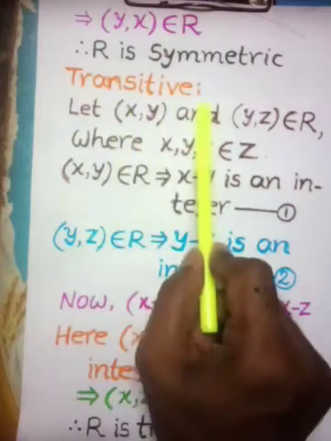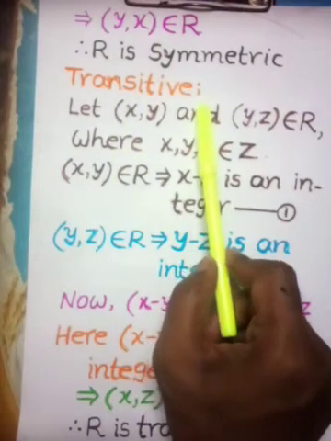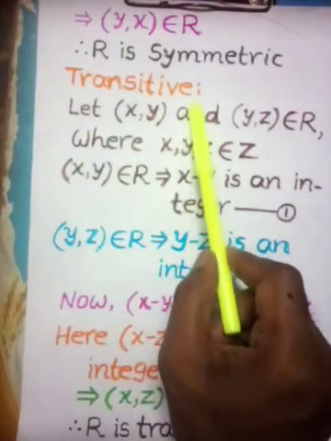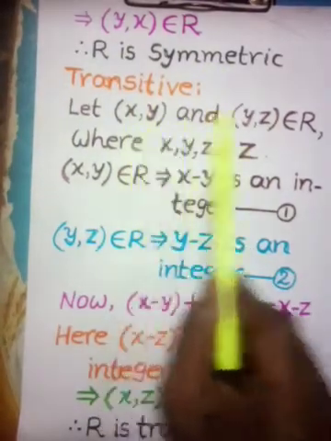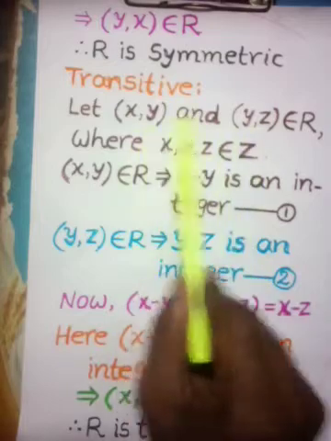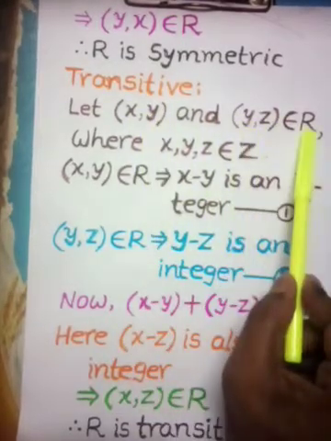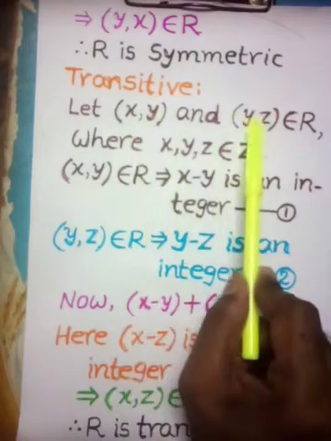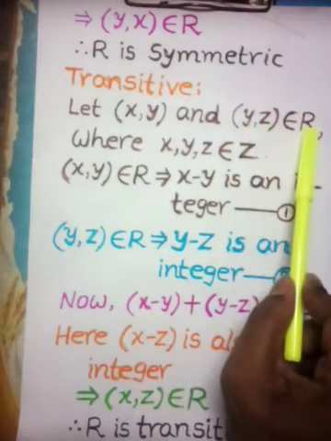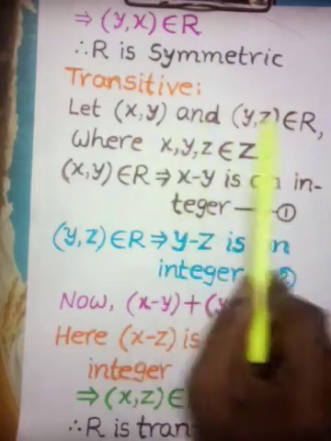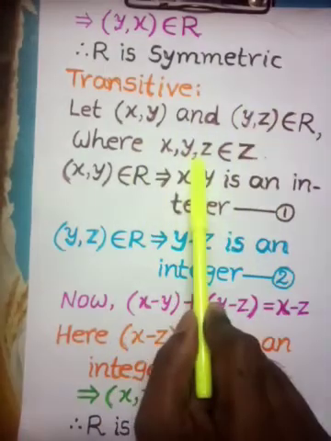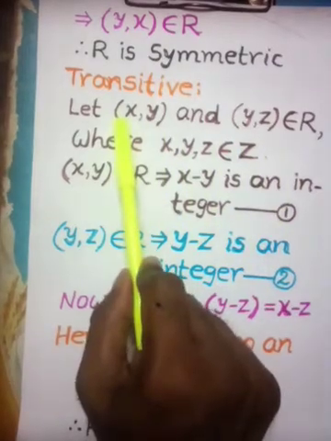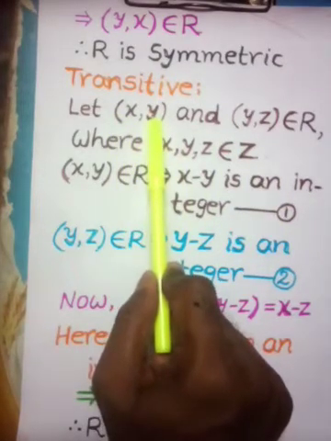Now come to the next relation, that is a transitive relation. To check whether the given relation is transitive or not, we directly take linked ordered pairs. These two ordered pairs are said to be linked, or connected, ordered pairs in the given relation R. We assume that x, y, z belong to the integers Z. Now we have assumed that the ordered pair (x, y) belongs to R.